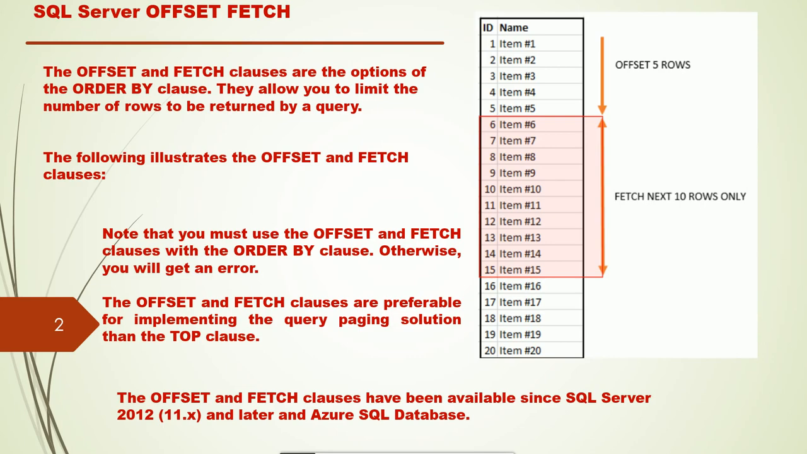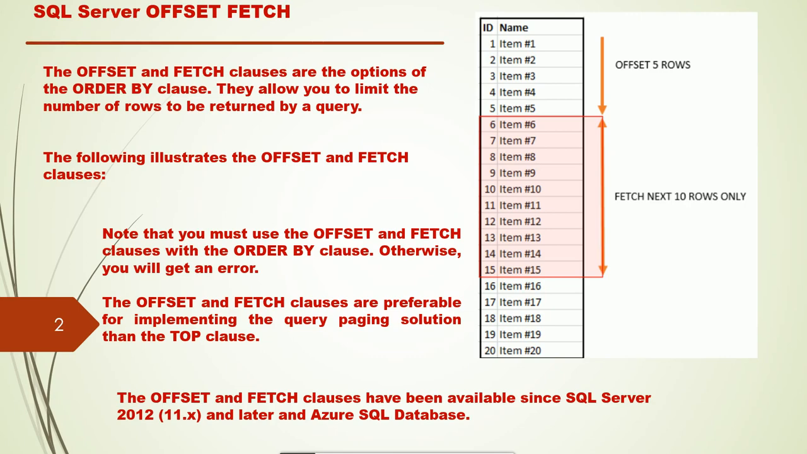SQL Server OFFSET and FETCH. The OFFSET and FETCH clauses are options of the ORDER BY clause. Means OFFSET and FETCH you can use along with the ORDER BY clause. They allow you to limit the number of rows to be returned by a query. Means when you execute a query, it will return a number of records. So how can you retrieve a limited number of rows from the record set?